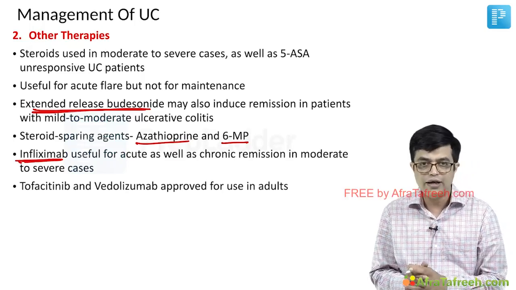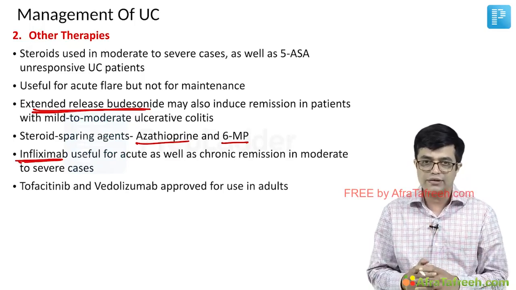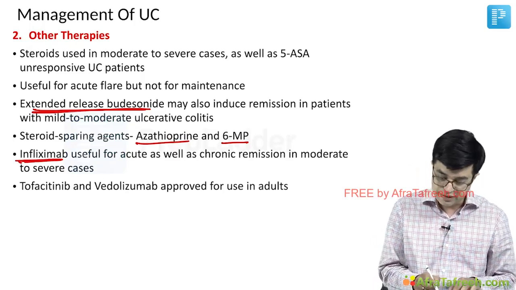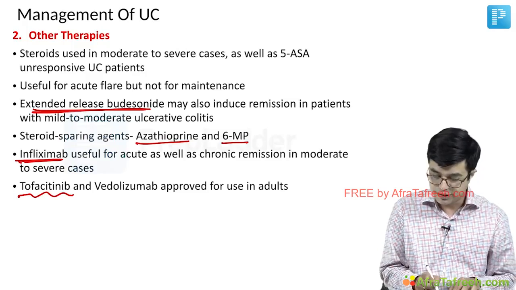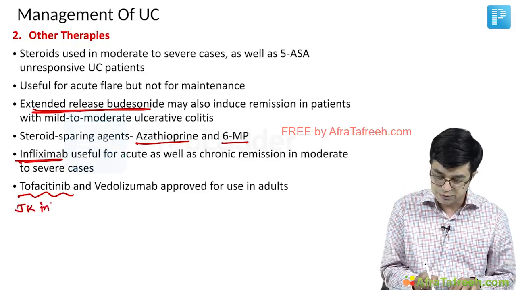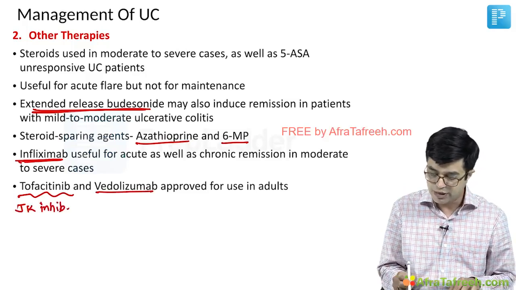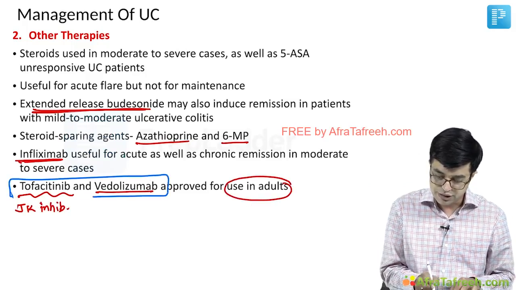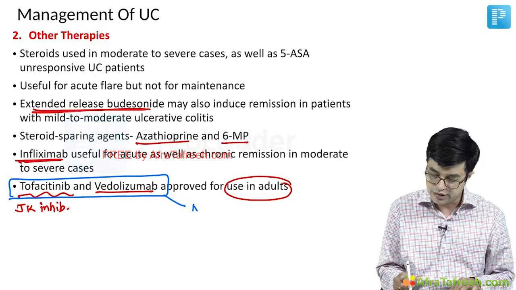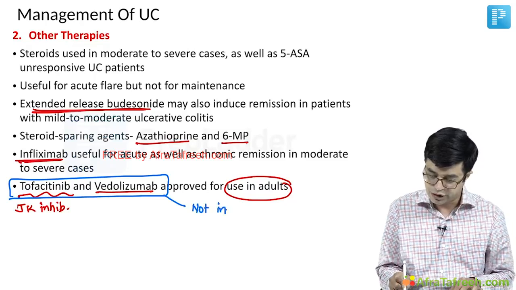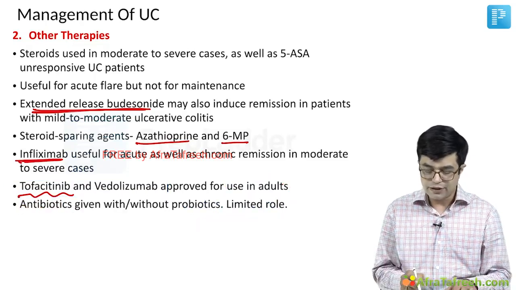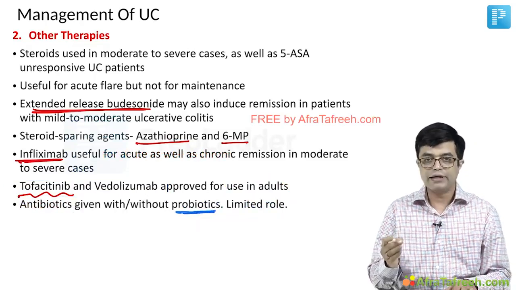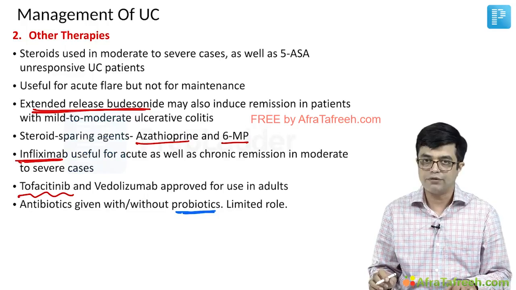Methotrexate is not mentioned for ulcerative colitis use in Nelson. And tofacitinib, which is a JAK kinase inhibitor, is sometimes used in adults, and vedolizumab is again approved for use in adults. These two biological agents are not yet approved in children. Antibiotics can be given with or without probiotics, but they have a limited role in the management of ulcerative colitis.